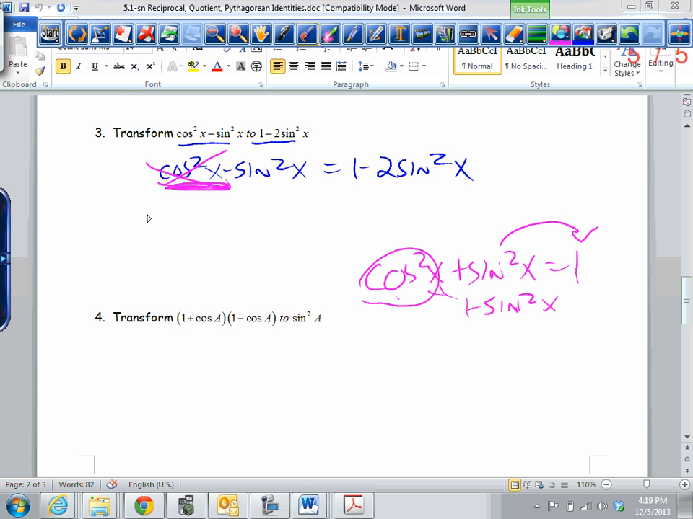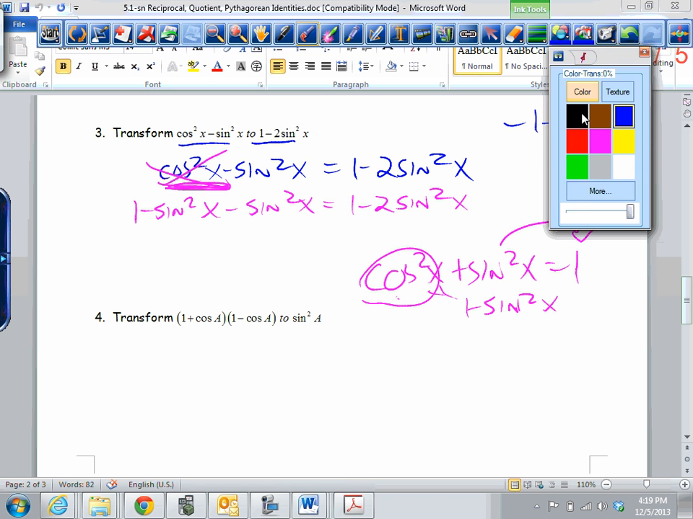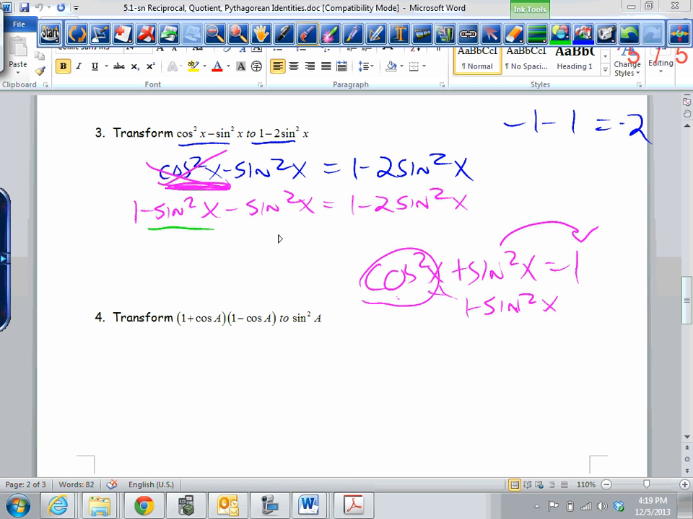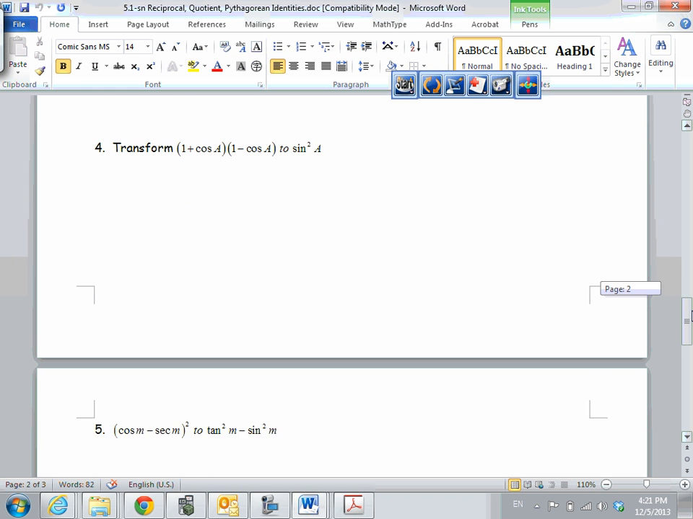So I'm not going to write that. I'm going to write 1 minus sine squared x, still minus sine squared x. And we're trying to make it look like this. Well, just like when we have -1 minus 1, it doesn't equal 0, it equals -2. So same thing for this. If I have negative sine squared, it actually makes 1 minus 2 sine squared x. And what do you know? Once again, I'm happy because I got the answer. Number 4.